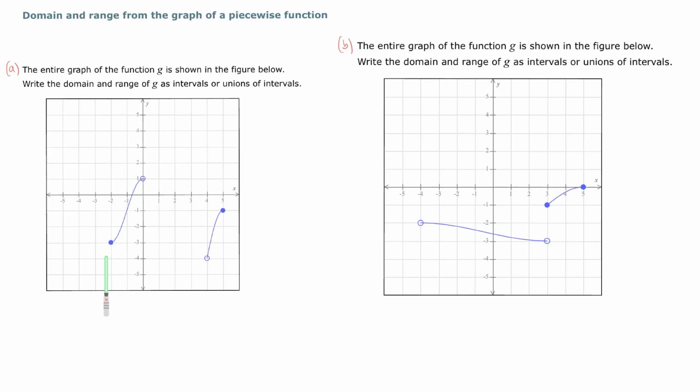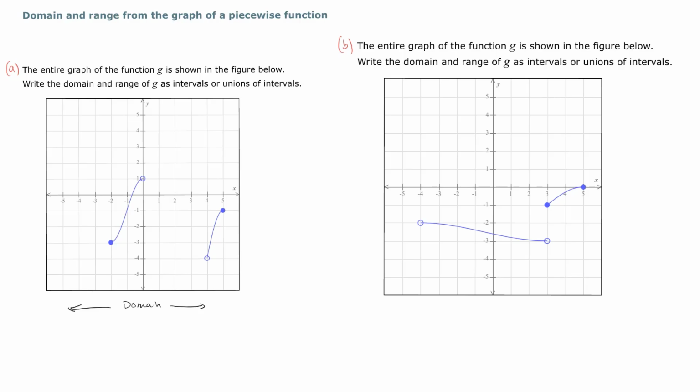Let's find the domain and range of both these graphs. Now you have to remember, domain is in the horizontal direction, or you can think of the domain as the set of all input values to your function. So a good way to remember this is that your domain is going this way, in the horizontal direction.